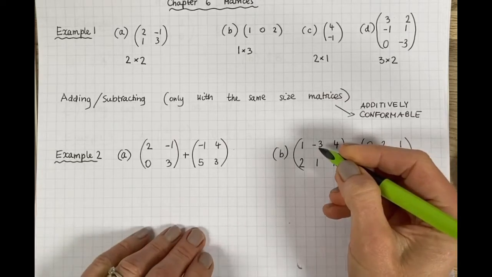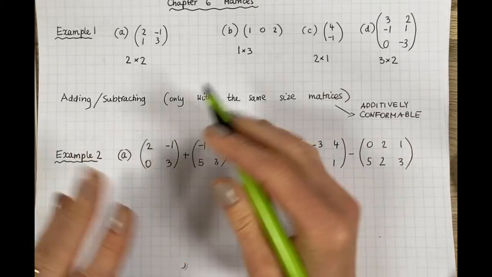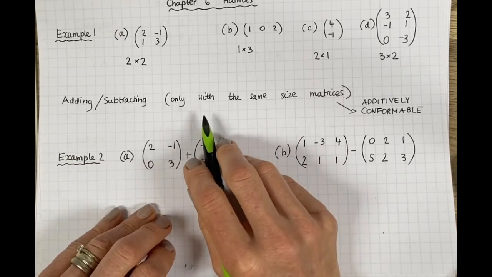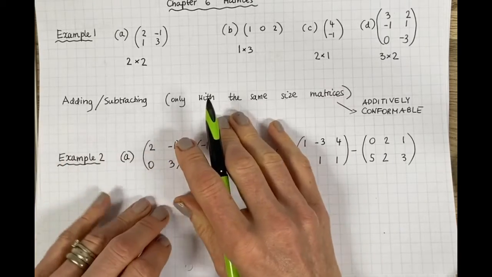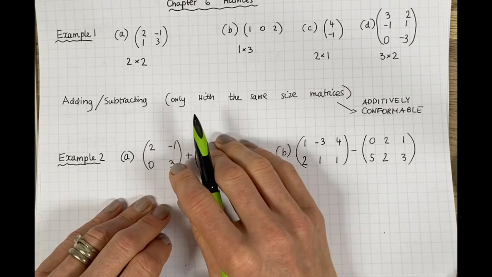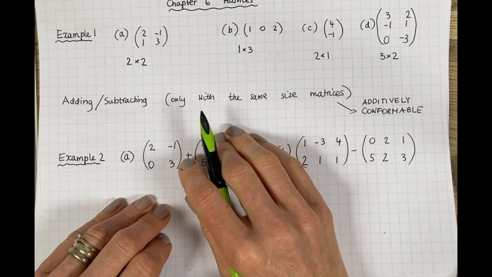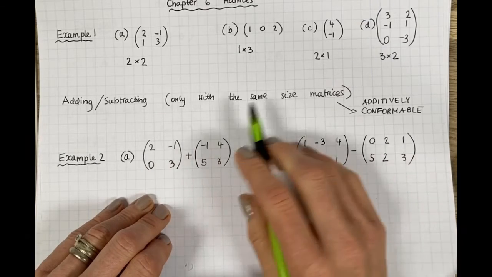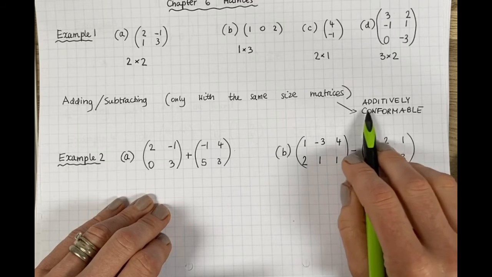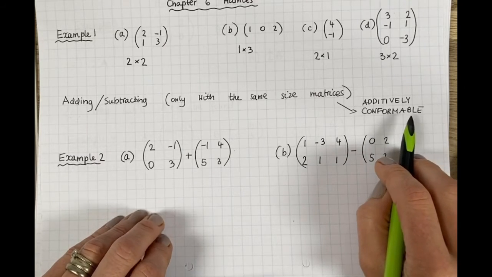Very quickly. You can add matrices, but clearly when you add matrices, they need to be of the same size, because you will be adding the corresponding entries, so elements, to each other. Or subtracting. This is called conformable, additively conformable.